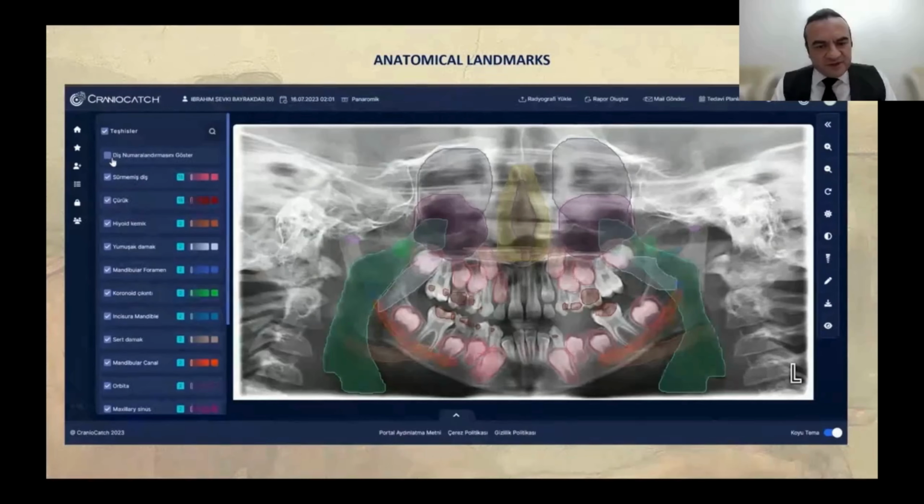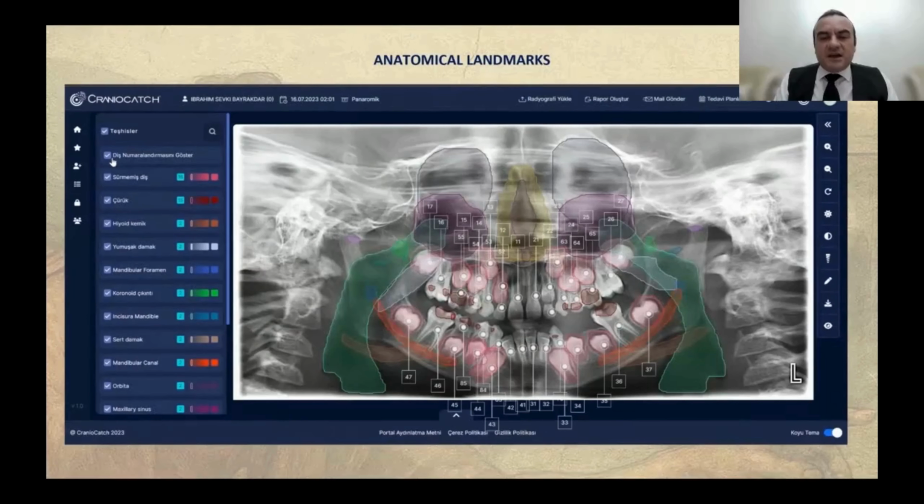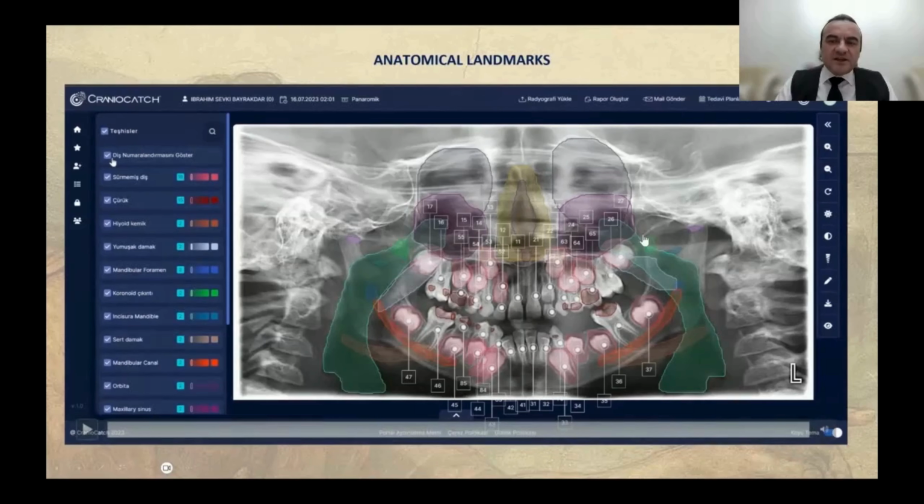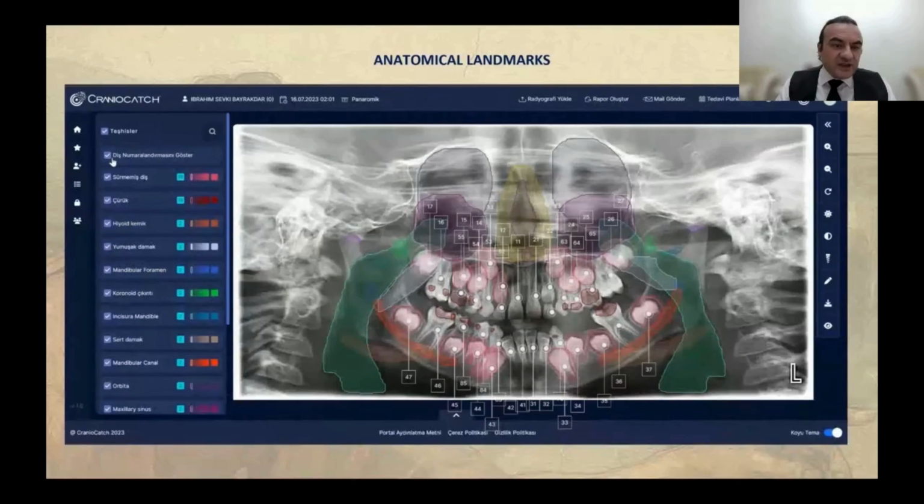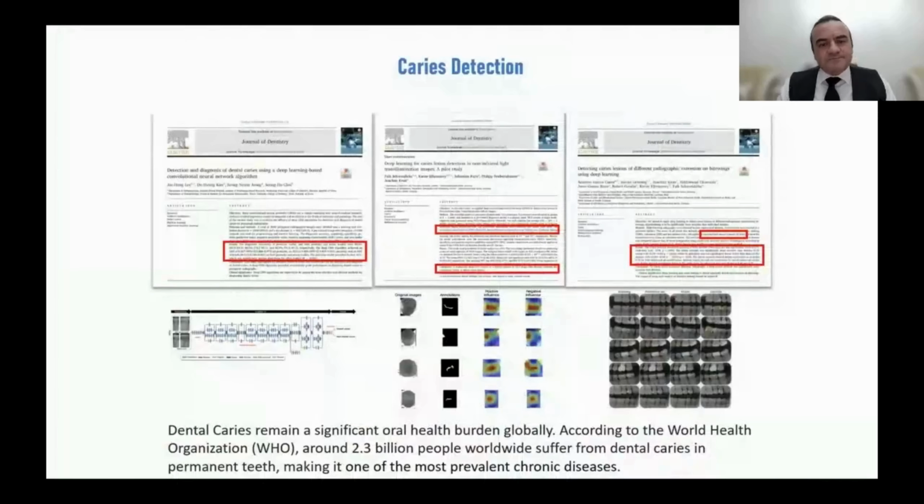Here's another case for the mixed dentition. We can check the tooth numbering for the mixed condition, and we can also show different anatomical landmarks, the mandibular canal, and, as all of you know, we have superimposition of the airway. We can also extract the airway, the orbital and the maxillary sinus together with algorithms.